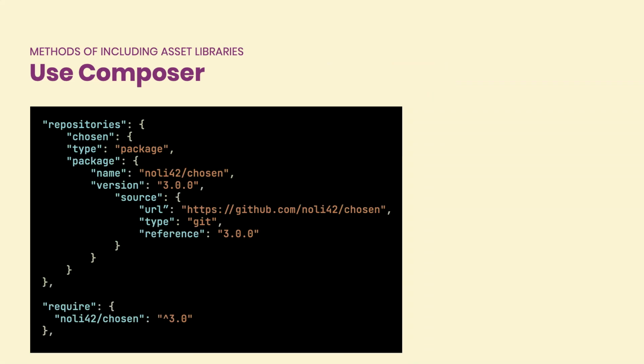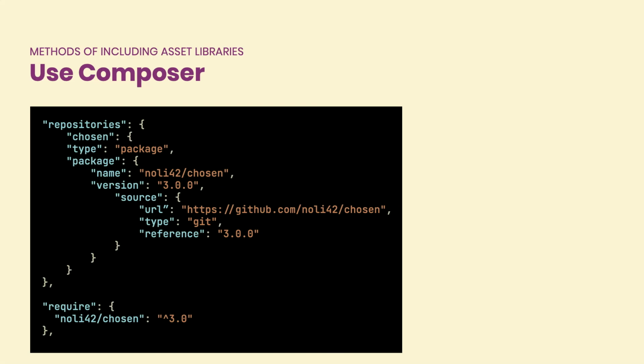And here's how you would make your own, using Composer, set up a repository for a particular version of an asset library. In this case, it's chosen. So I've just pointed to the GitHub repo, the version that I want, and then down in the require section said the version I want. Again, this isn't recommended. This isn't a way I would recommend.